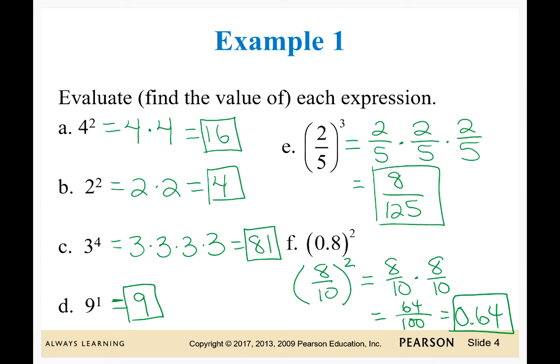Unless, of course, the problem specifically says to write your answer as a decimal. Otherwise, we're going to expect whole numbers or fractions.